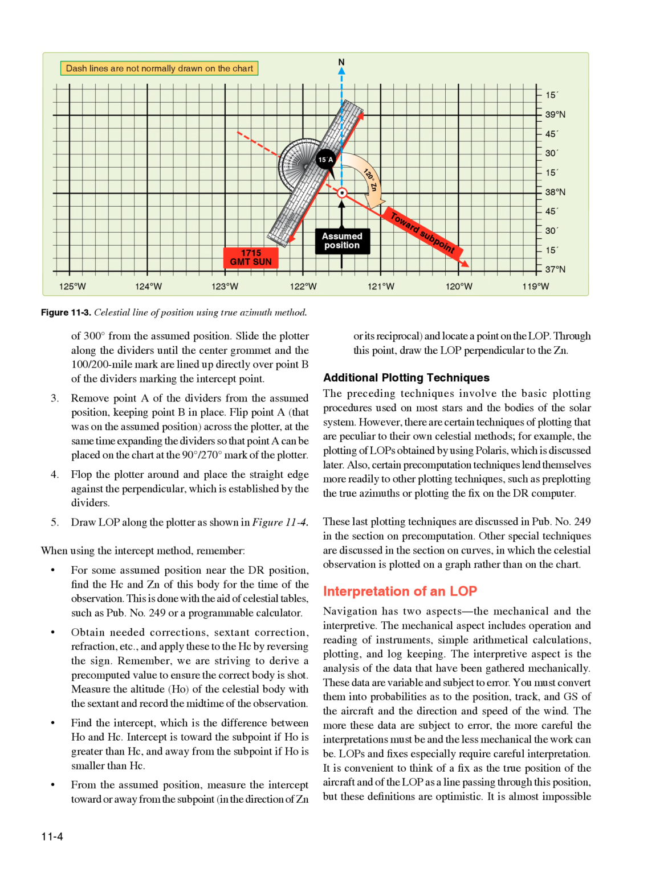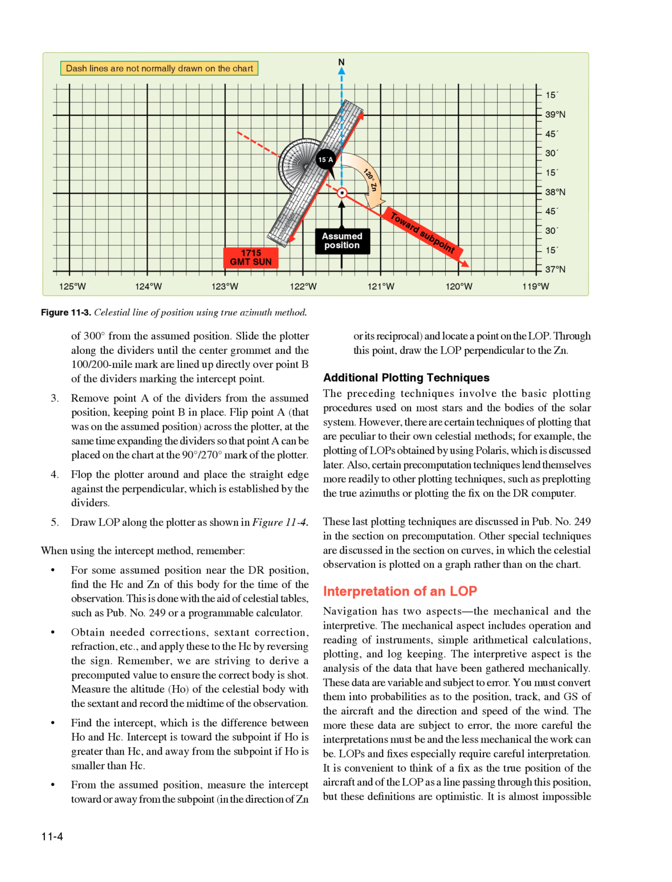When using the intercept method, remember: for some assumed position near the DR position, find the HC and Zn of this body for the time of the observation. This is done with the aid of celestial tables, such as Pub. No. 249, or a programmable calculator. Obtain needed corrections, sextant correction, refraction, etc., and apply these to the HC by reversing the sign. Remember, we are striving to derive a precomputed value to ensure the correct body is shot. Measure the altitude, HO, of the celestial body with the sextant and record the midtime of the observation.